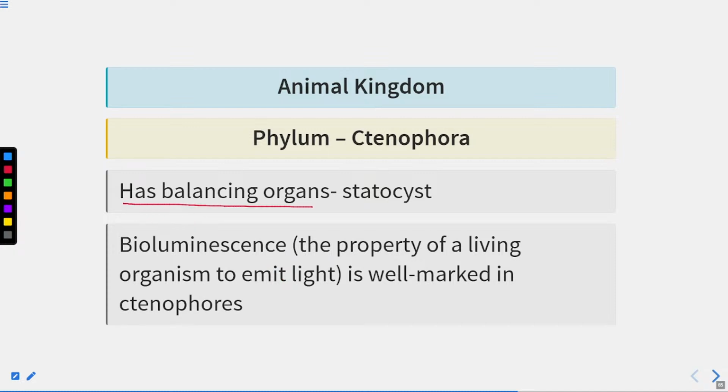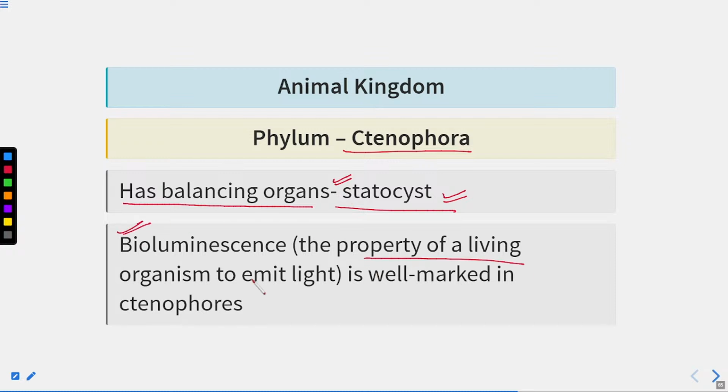It has a balancing organ, that is statocyst. So there is an organ that is concerned with the balancing of the organism. That organ is called statocyst, and it is present in Ctenophora.